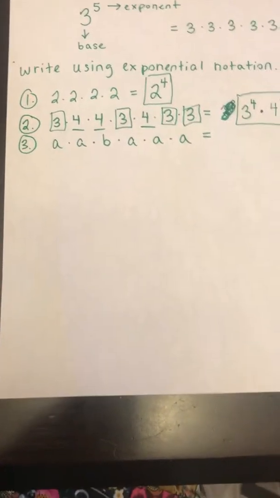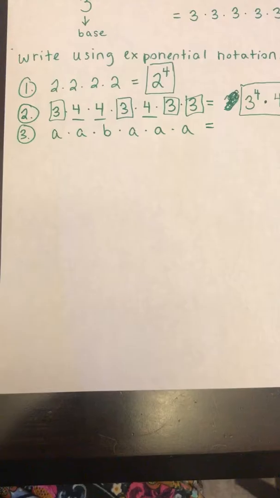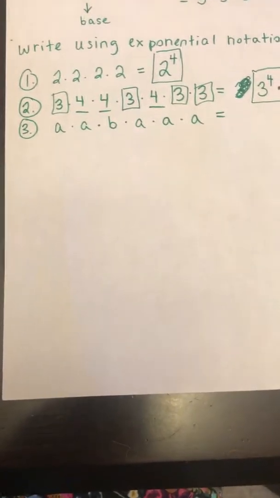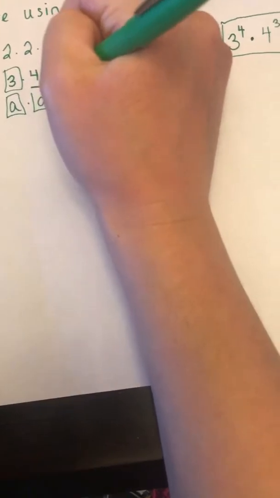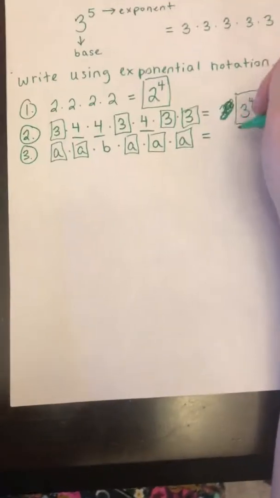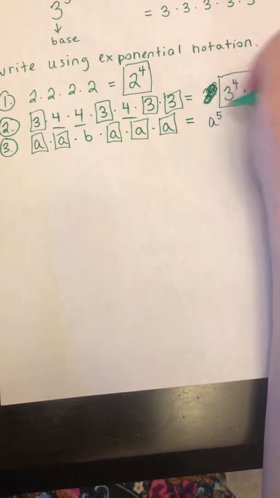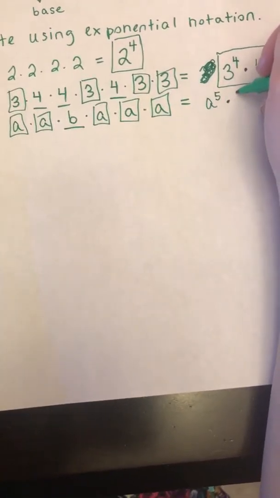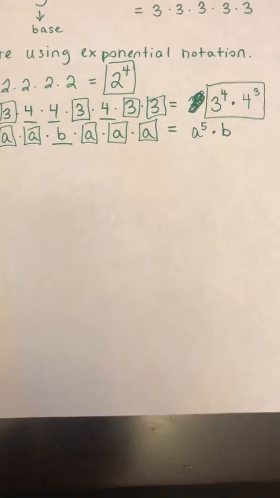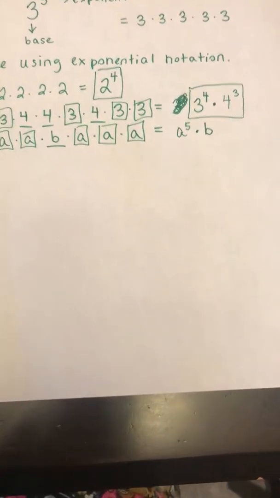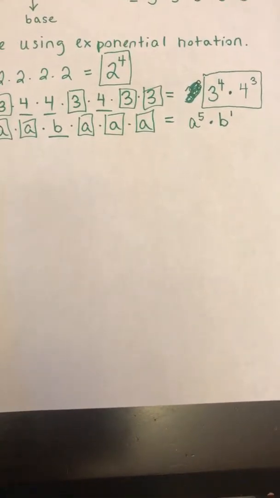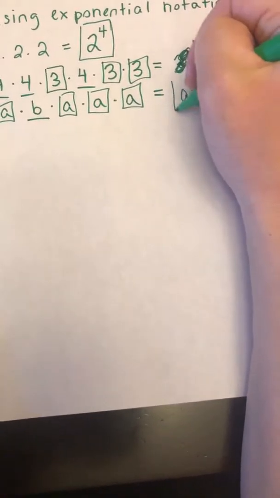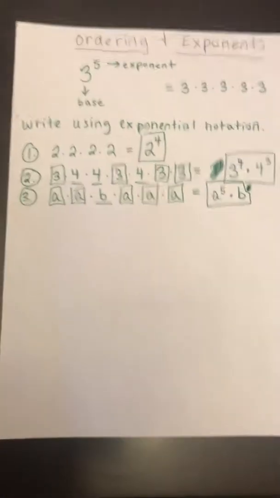So this time our bases are letters. So I have letters A and letter B. Again, it doesn't matter which one you put first. I might just start with the first one I see. So I have 1, 2, 3, 4, 5. I have 5 A's, so I'm going to write that as A to the 5th power. And how many B's do I have? I have 1, so I'm just going to write times B. Now, anytime you have just one letter or one number, it's an understood exponent of 1, meaning we don't need to put the 1 there, okay? If you put the 1 there, it's not wrong, it's just not needed, okay? So this is all we need. A to the 5th power times B.